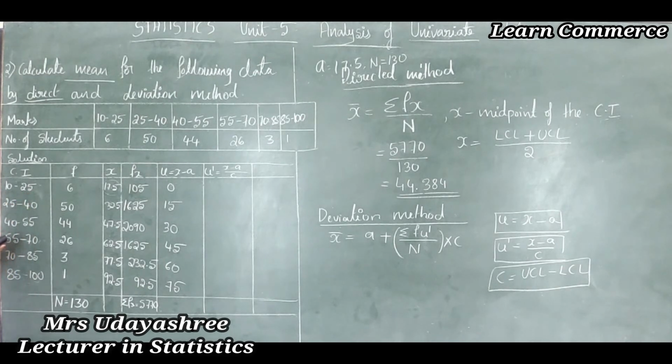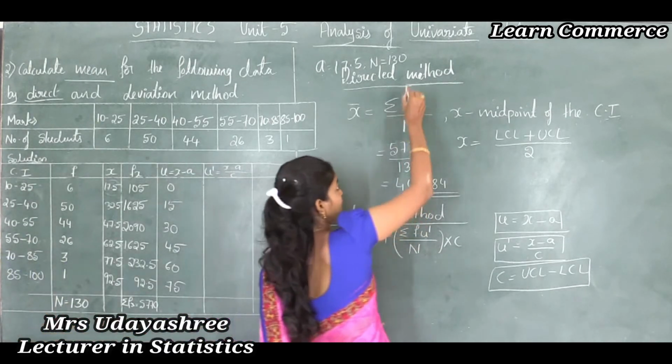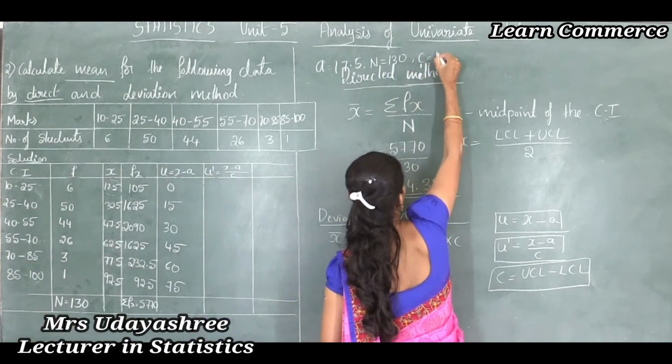So 25 minus 10 is 15. Next class, 40 minus 25, here also width is 15. Next, 55 minus 40, here also width is 15. 70 minus 55 is also 15. 85 minus 70, width is 15. 100 minus 85, width is 15. Therefore, here class width is 15. That is, c is equal to 15.